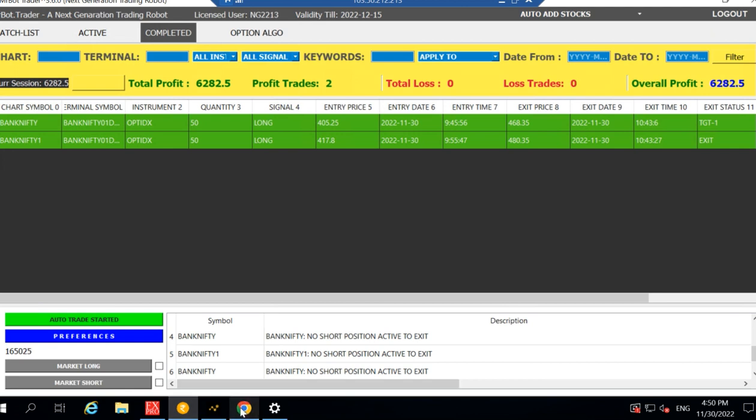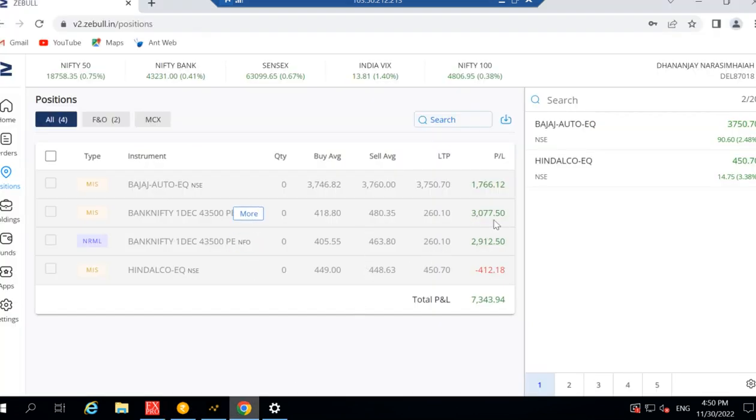So we booked 6000. Come on the terminal, around 3000 days, 6000. 1700 was profit in the equities, Bazaar Zato, and second, Hindalco was a loss of 400 something. So overall 7300 we have booked.